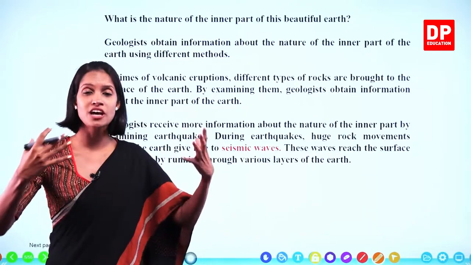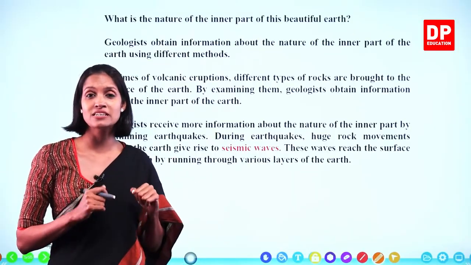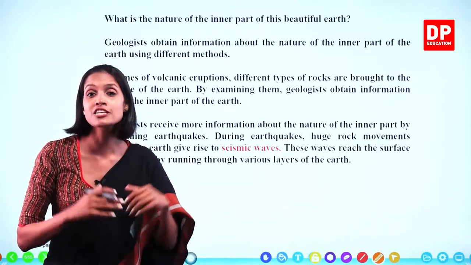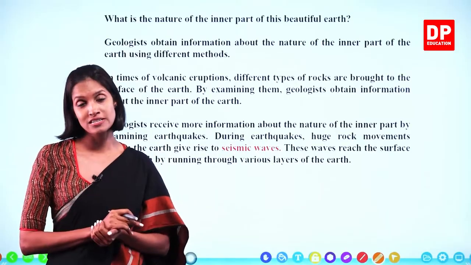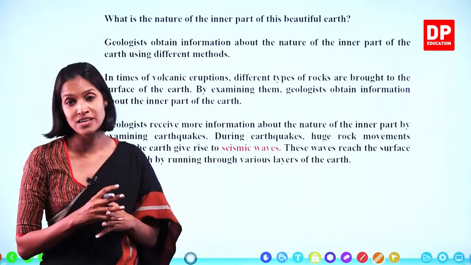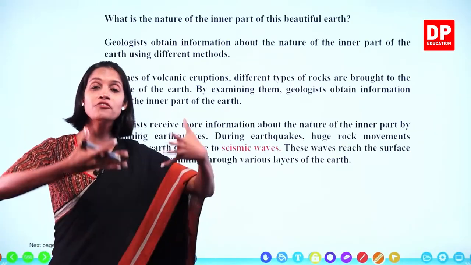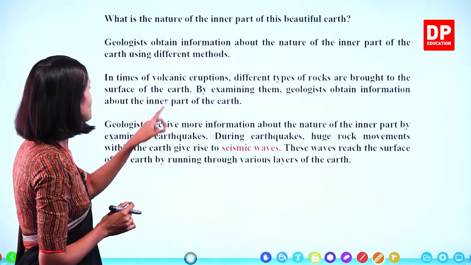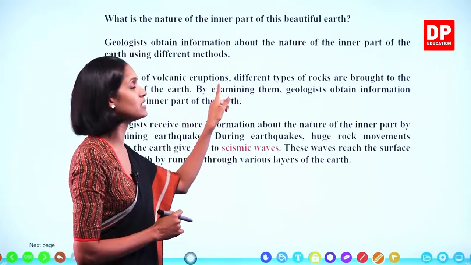Therefore, when the lava comes out, because the outside temperature is lower than the inner temperature, after a little while this lava becomes solid, which is known as solidification, right? The lava solidifies and forms new rocks. These geologists study these different types of rocks and get an idea about the inner part of the earth, because those rocks were brought from the inner parts of the earth. Right, children? By examining them, geologists obtain information about the inner part of the earth.